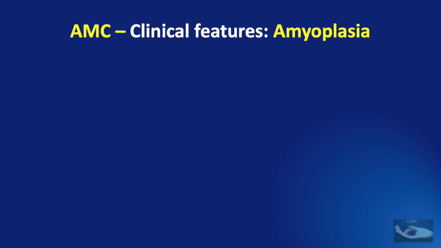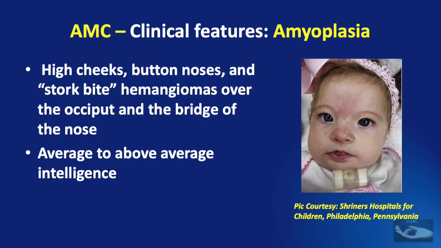They are associated with many features, like for instance, the child will have high cheeks, button noses and stork bite hemangiomas over the occiput and the bridge of the nose. These hemangiomas are usually flat and small. They are benign and most of them resolve or diminish over time. It is only if the lesions are raised that they should be imaged to evaluate for intracranial extension.